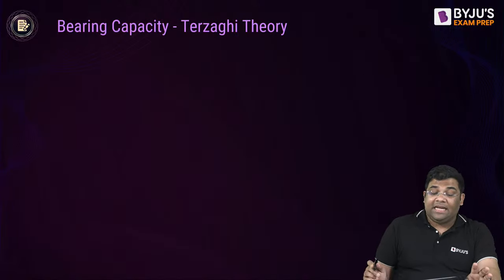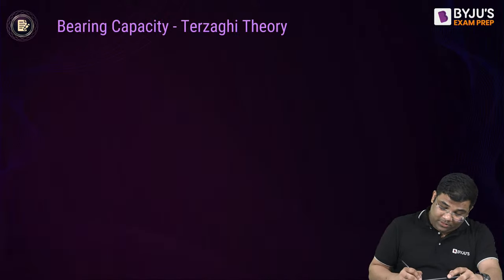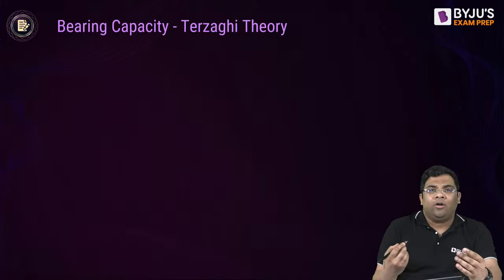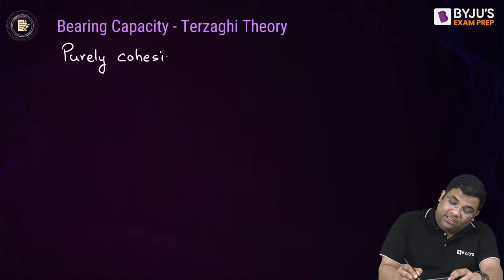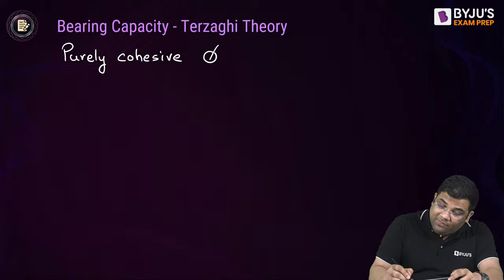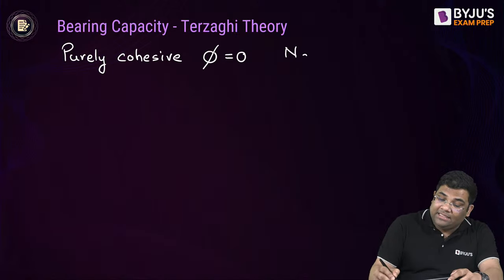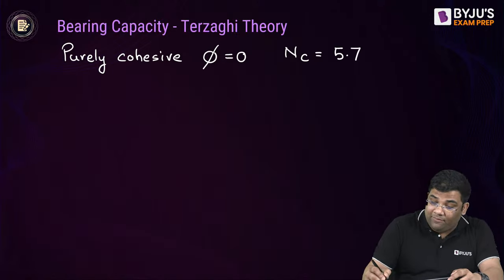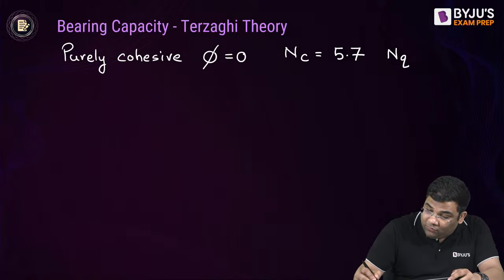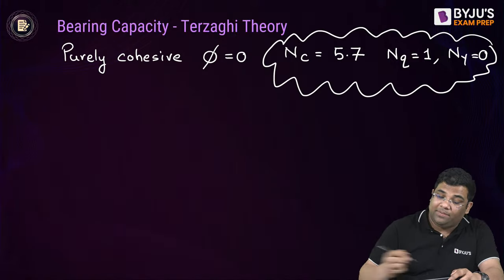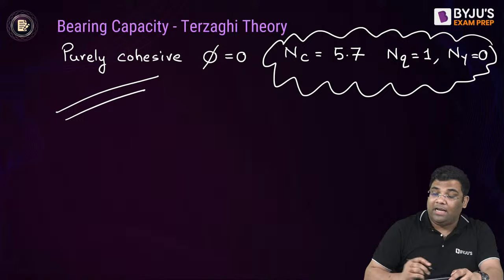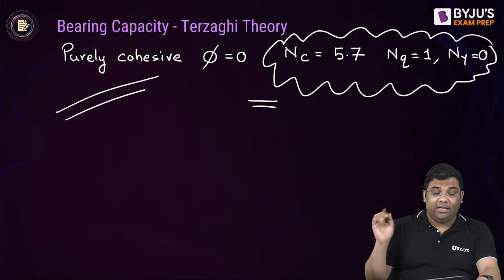If I see the effect of cohesive or non-cohesive soil, suppose it is purely cohesive. Purely cohesive means phi becomes 0. In that case, Nc becomes 5.7, Nq is 1 and N gamma is 0. These values won't be given to you in the examination, and you should remember that for purely cohesive soil we get these values. Okay, understood?